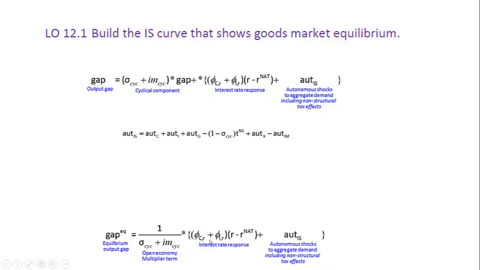And then what we do here is we solve out, once again, for the equilibrium output gap. You'll notice here that we have a multiplier term. This is the same as in Chapter 12. And you'll notice that we're multiplying both by our interest rate response and by our autonomous shock to aggregate demand, inclusive of tax effects. So these are our new elements.